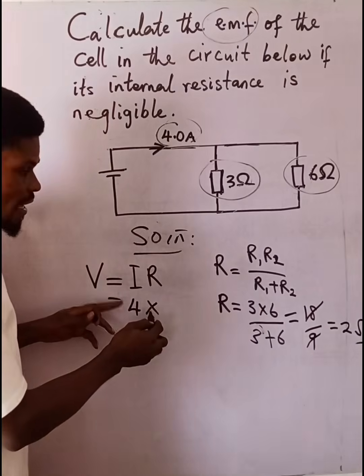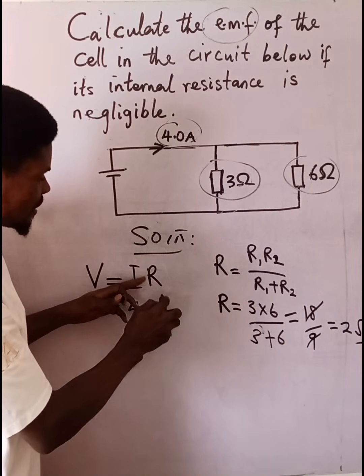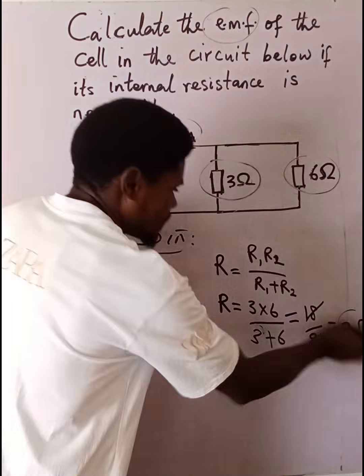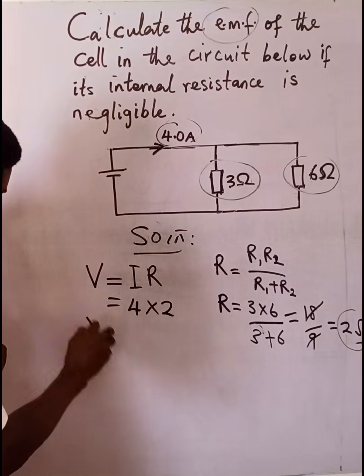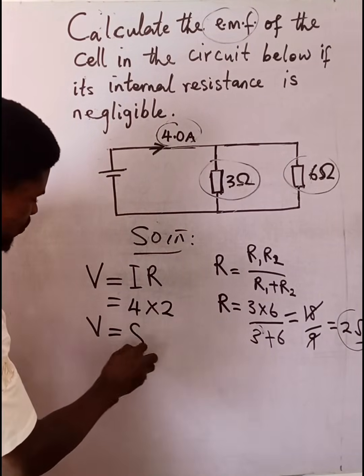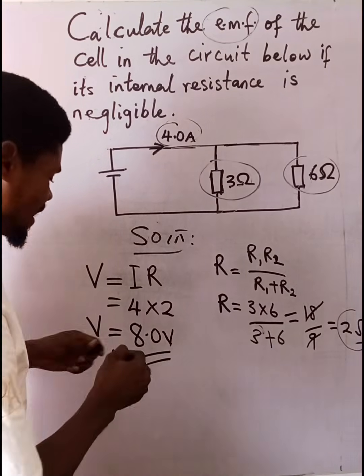Then you bring it in here and say current, which is 4, multiplied by the effective resistance, which is now 2, gotten from this part. Now the EMF is equal to 4 times 2, which is equal to 8.0 volts. And that is the answer.